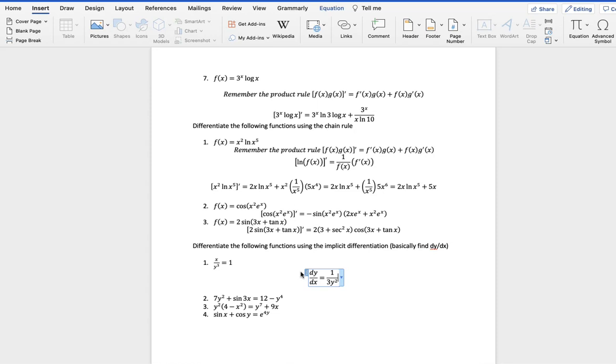I got y squared over 3y squared times x. Oh, sorry, repeat that again. You said y squared over 3 y squared times x. Okay, hold on, does everyone agree?